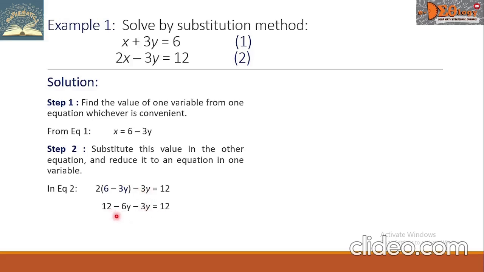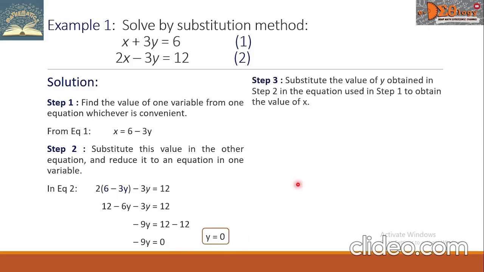We combine this negative 6y and negative 3y. Also, the 12 here we will transpose to the right. So we have negative 9y equals 12 minus 12. The right side becomes 0. We solve for y. We divide this equation by negative 9. So the value of y equals 0. This is the value of our y.